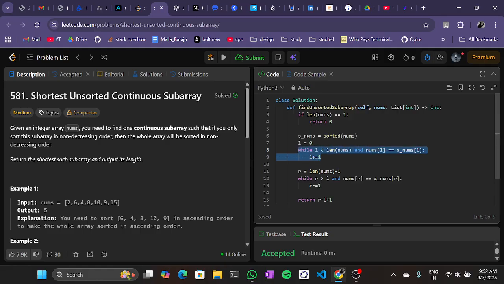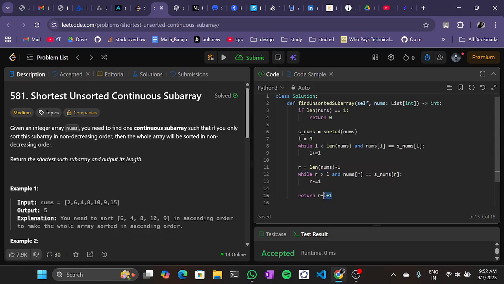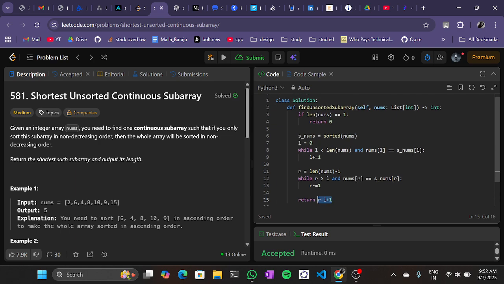We are checking for the left values and the right values, like how many of them are in place. So finally we are doing r minus l plus 1, which are the remaining middle values. If the right and left are not required, it will give the entire length of the array. So I hope you guys understood.